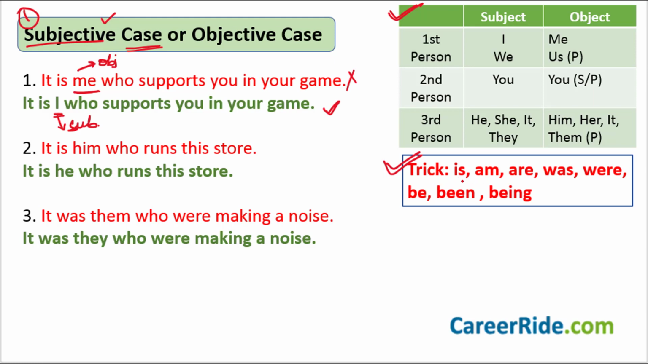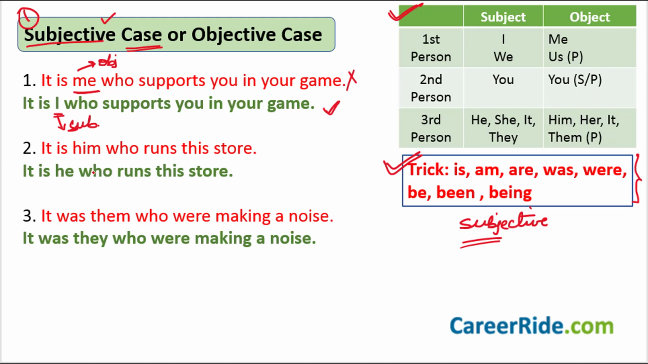The trick is, whenever you see these words and they act as main verbs: is, am, are, was, were, be, been, being. Whenever these words act as the main verb, what would you do? You will use the subjective case. Okay, let's see if it applies.